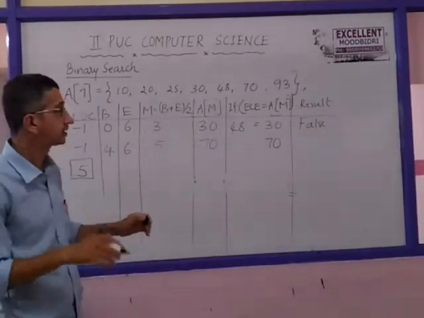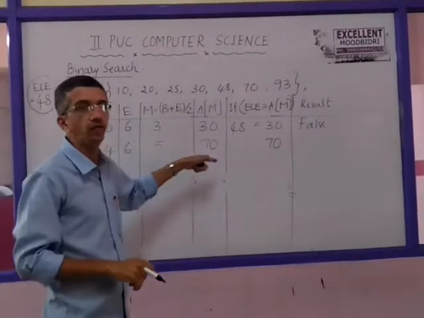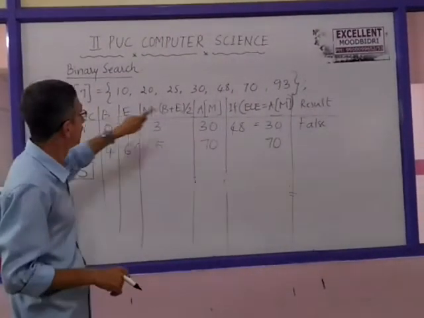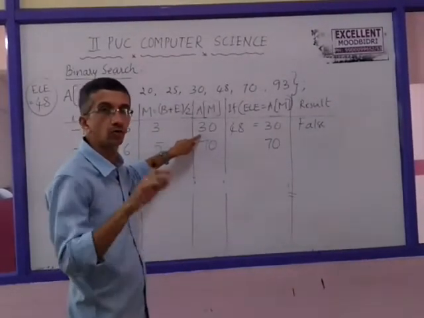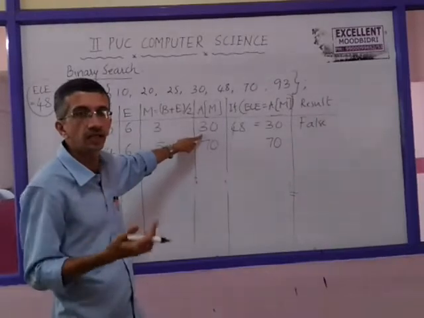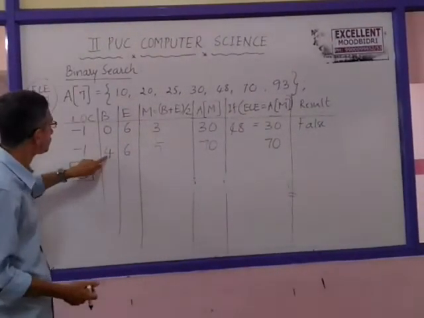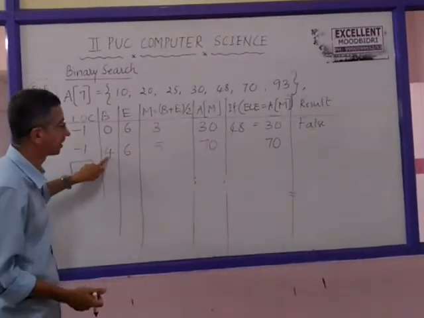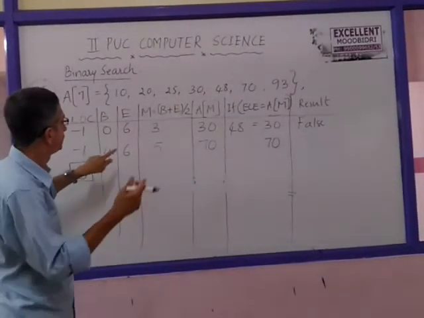False. Next, if it is less than A of mid, is 48 less than 30? No, false. So go to the else section. Else, beginning is equal to mid plus 1. Beginning is equal to mid plus 1. Correct. 4. Right? It is correct. 4. End is 6 only.